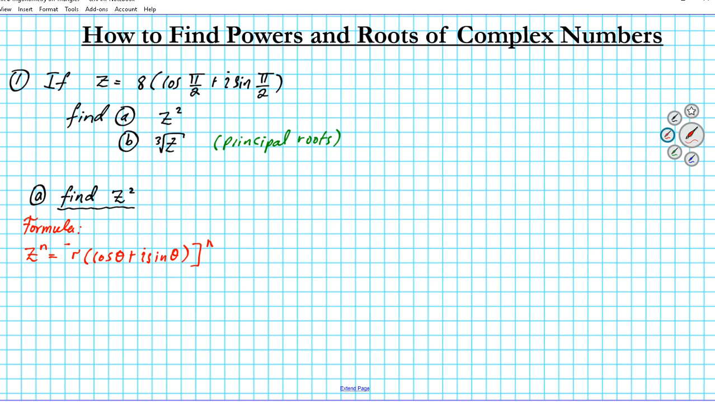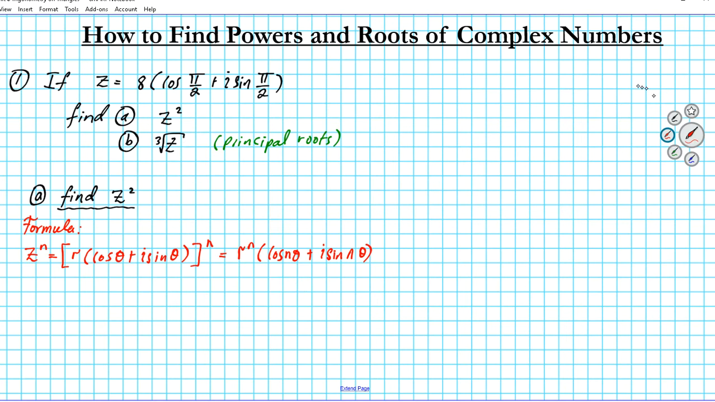All right, so how do we calculate the power? Well, this is how it works. What you're going to do is raise the radius to the nth power, and then you distribute this power to the respective angles, okay? So it's going to be r to the n times cosine n theta plus i sine n theta. All right? So that's basically the formula for finding the power of complex numbers in polar form.